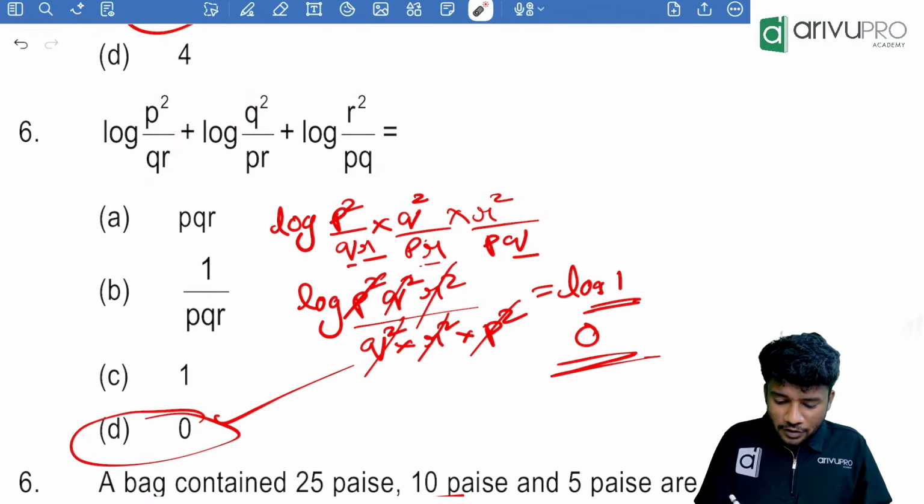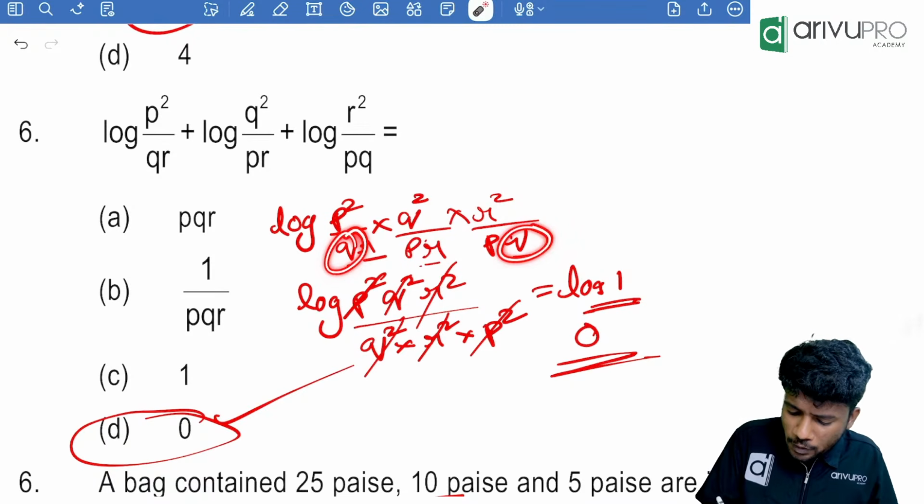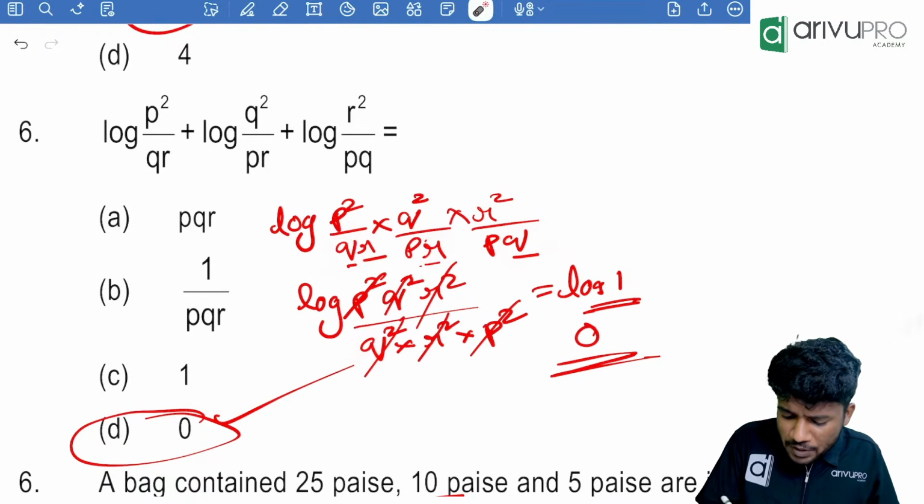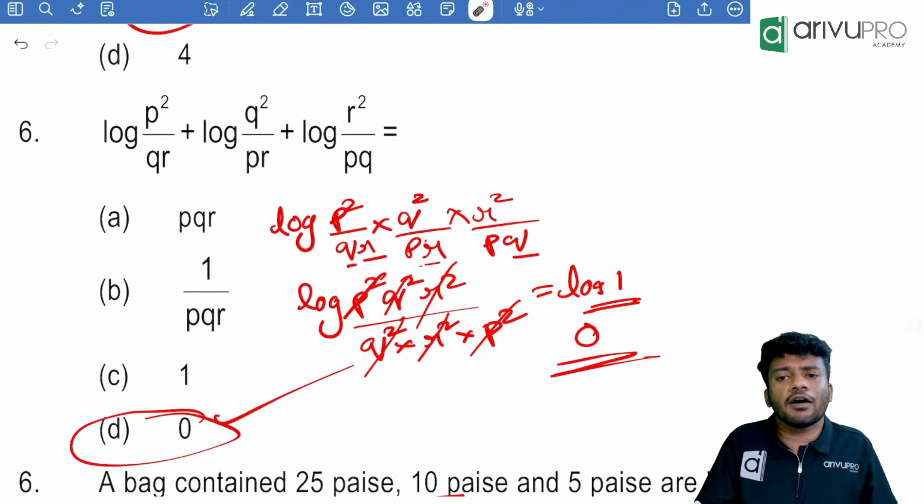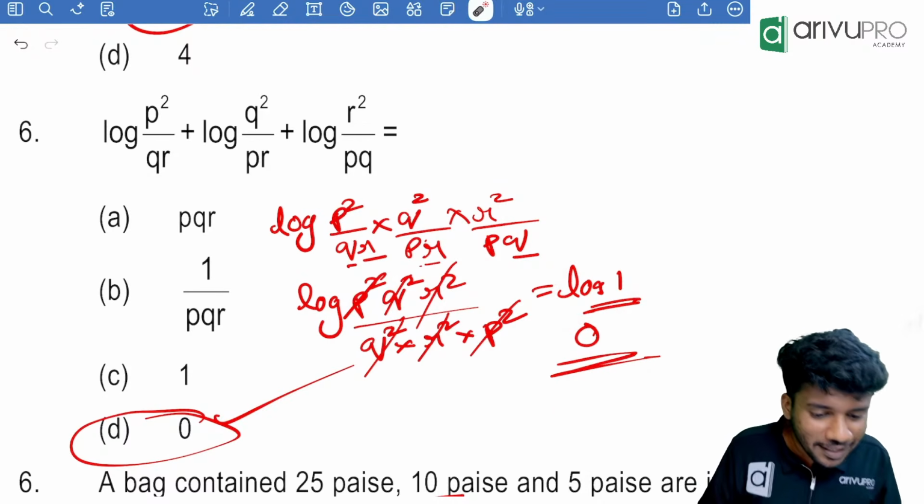That means you can write everything together. Then you can cancel off by taking the product. That is Q and Q will become Q square. R and R will become R square. Then P and P will become P square. Cancel each and everything off. Then log 1 will become 0. That's the case. Okay. So figure understood.